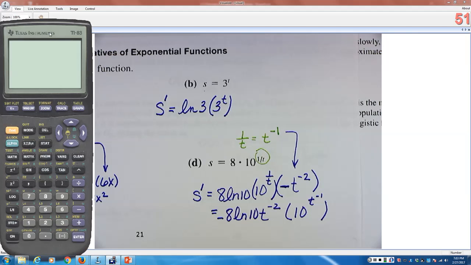Now, if you watch the textbook, you ask them for their explanations, they're going to go one more step. I promise you, they'll go one more step. Sometimes they get too carried away. You can actually multiply 8 times the natural log of 10 and get a single number. But there's nothing wrong with negative 8 natural log of 10. I might just leave it that way. Okay?